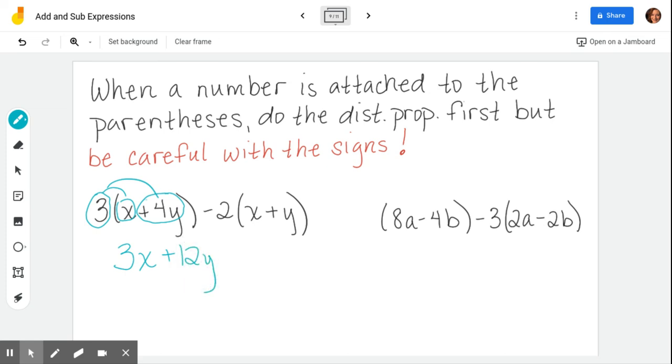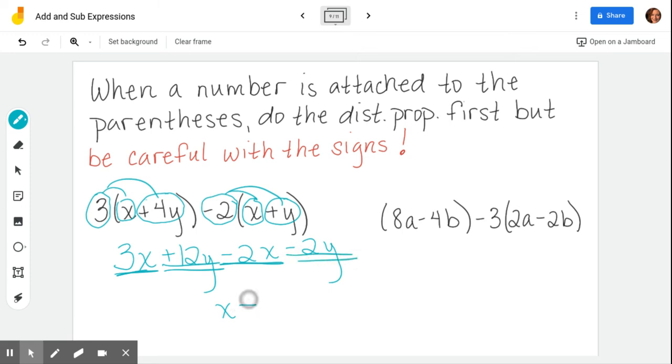Okay, here's where you've got to be really careful. I have a -2 outside. Inside, I've got an x, and I've got a positive y, rainbow, rainbow. -2 times x is -2x. -2 times positive y is negative or -2y. Put your x's together, like terms. 3x minus 2x leaves me with 1x, or just x, either way. 12y, positive 12y minus 2y leaves me with positive 10y.